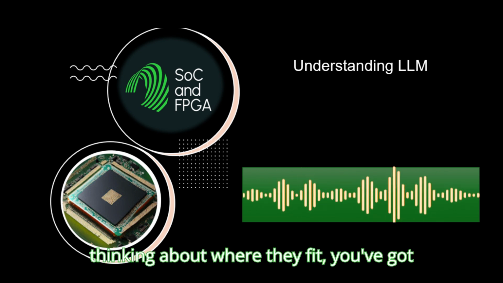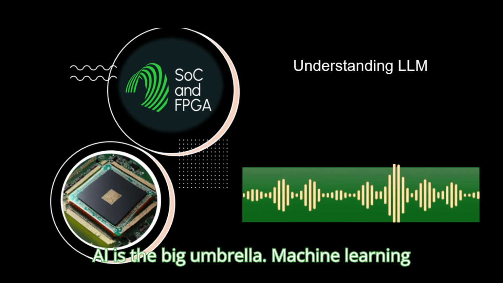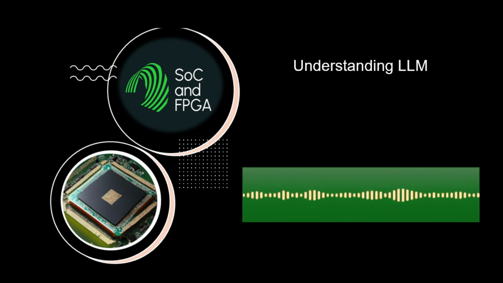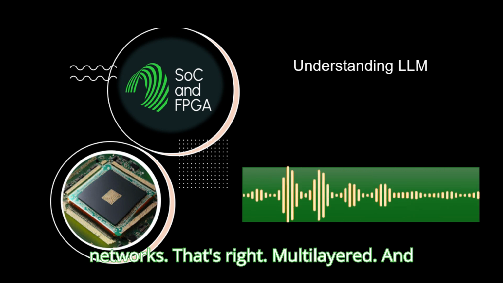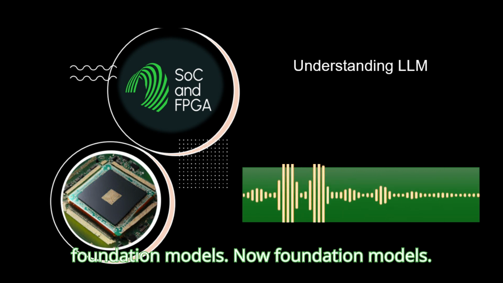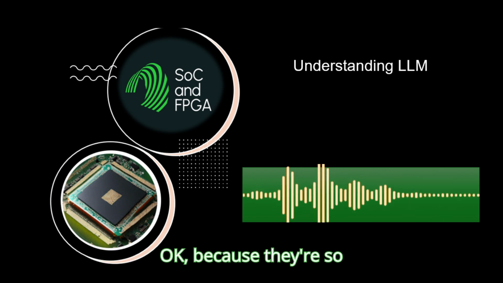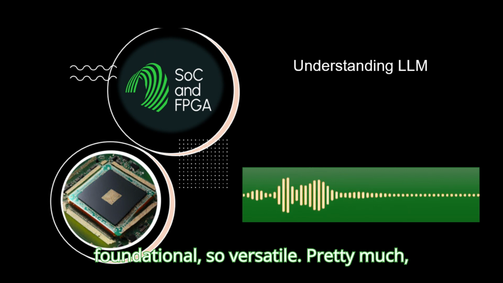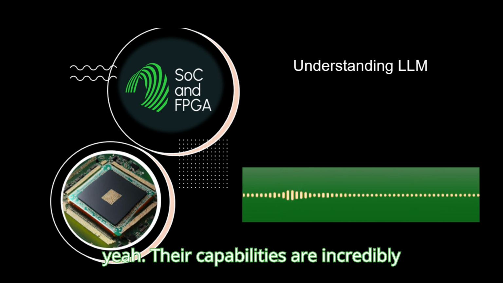Absolutely. Okay. And thinking about where they fit, you've got AI as the big umbrella. Machine learning is a subset of that, learning from data. Deep learning uses those complex neural networks. That's right. Multi-layered. And LLMs are a specific type of deep learning model, sometimes called foundation models now. Foundation models, okay. Because they're so foundational, so versatile. Pretty much, yeah. Their capabilities are incredibly broad.